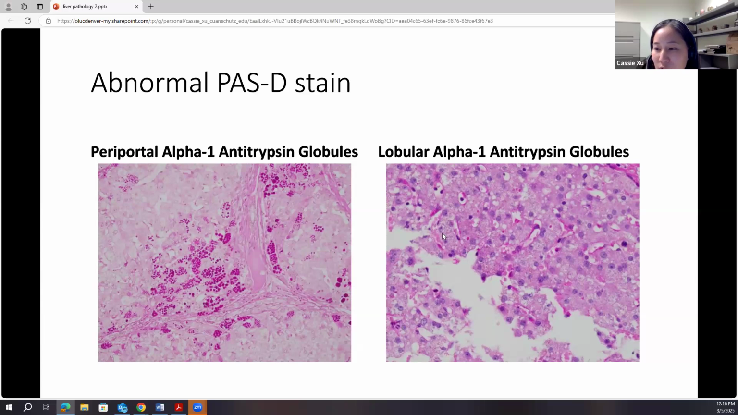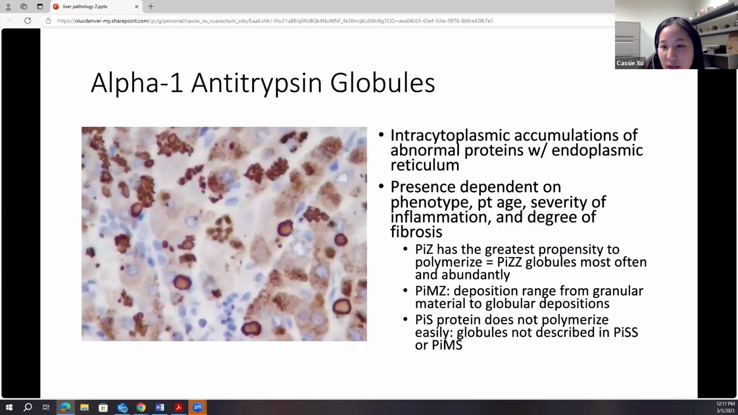Occasionally, we can see lobular alpha-1 antitrypsin globules. A lot of times we see these in our post-reperfusion biopsies, but you can see these are small globules that are scattered throughout the lobular parenchyma. We think this is more non-specific. If we see periportal deposition of the globules, we might suggest alpha-1 antitrypsin deficiency more so than here. But I always put on the differential to do some additional testing to rule that out.